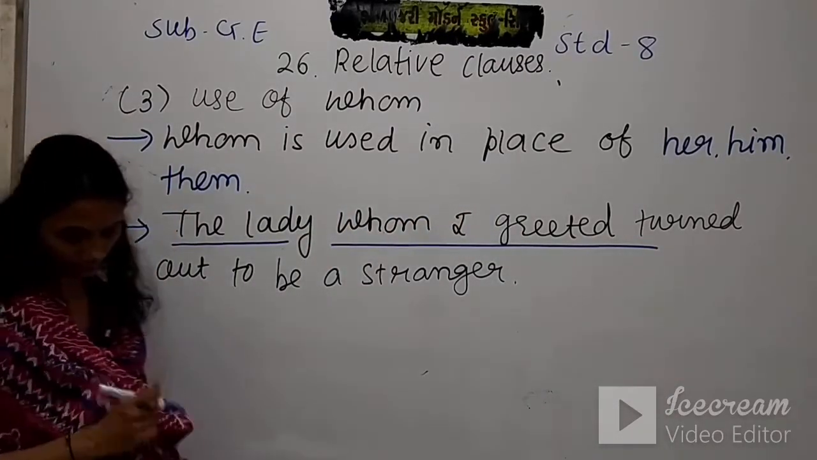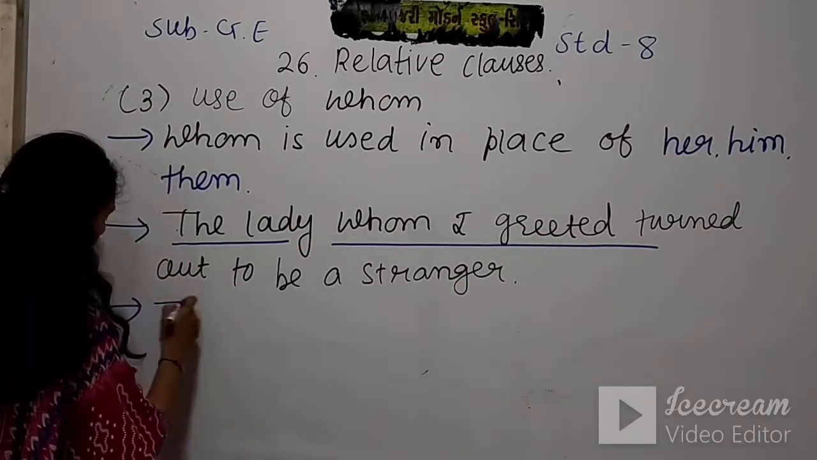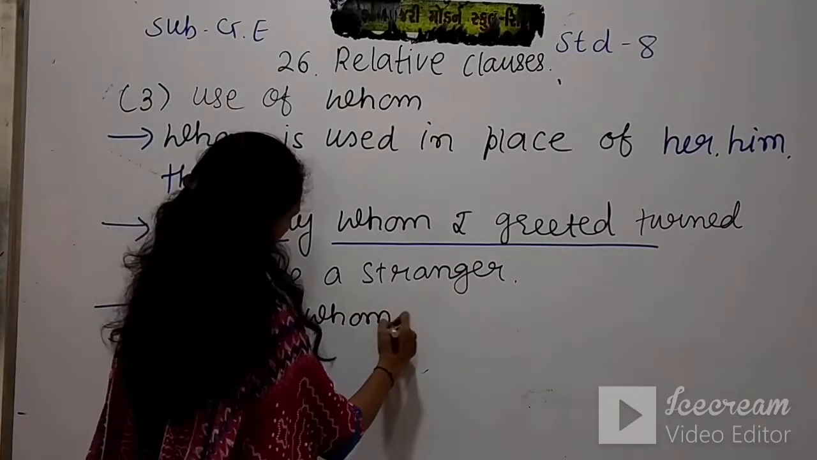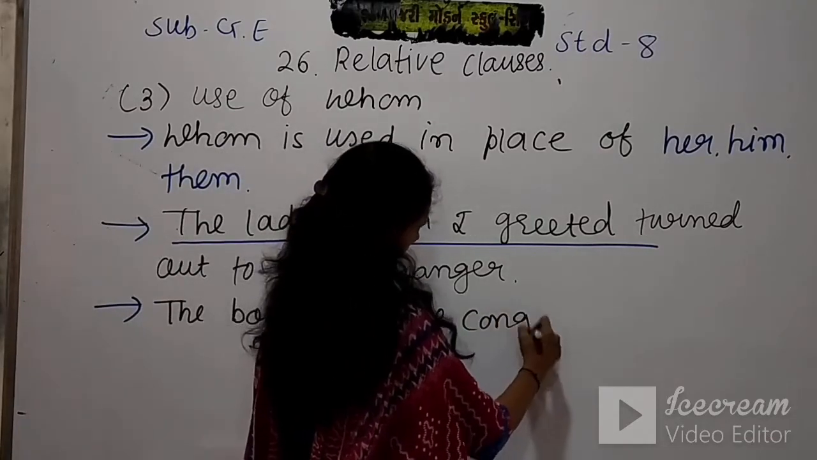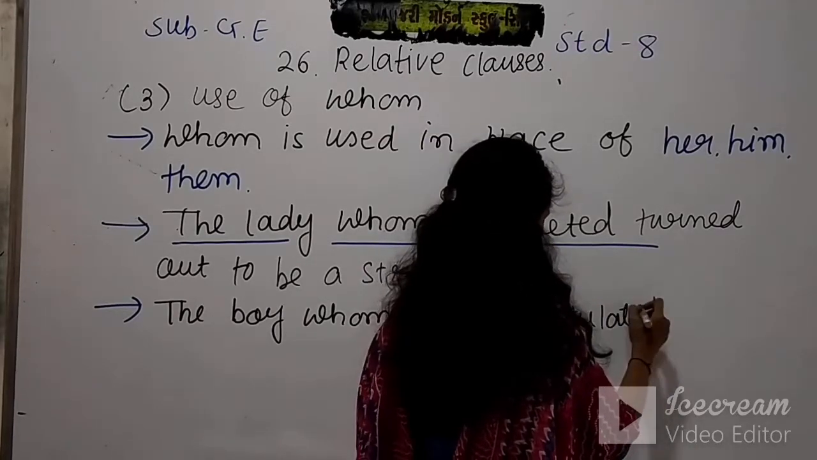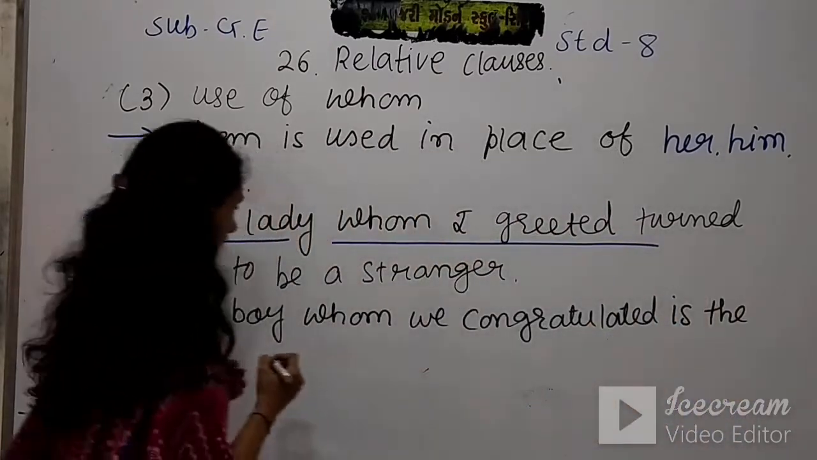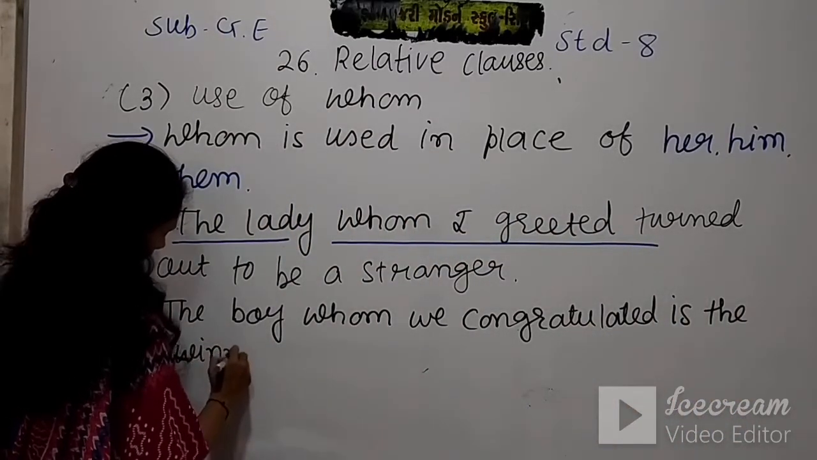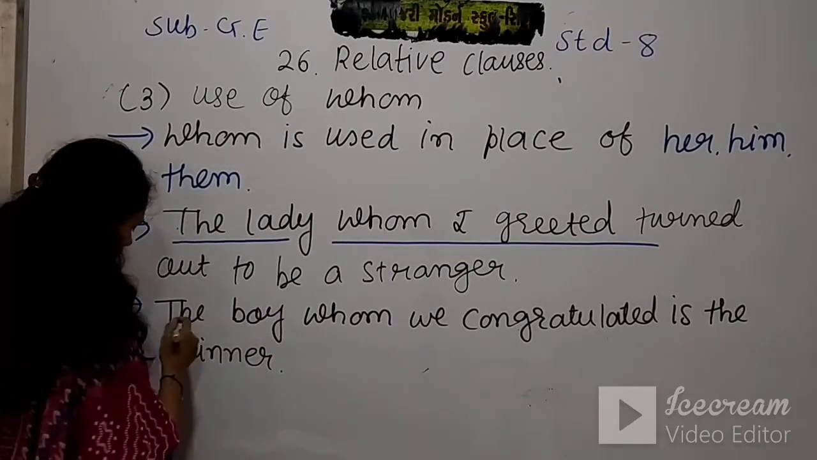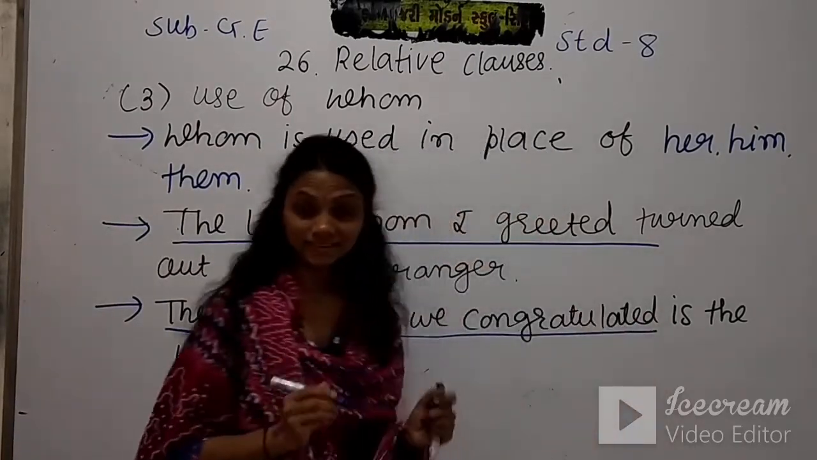Second sentence: the boy whom we congratulated is the winner. Here the boy is our noun and whom we congratulated is our relative clause.